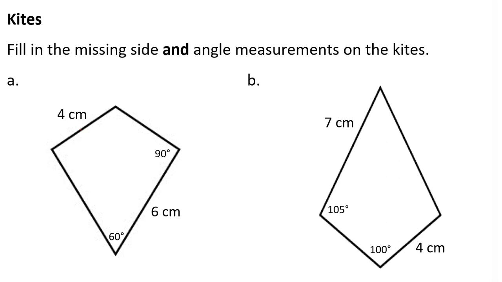This tutorial is for 5th grade, Module 5, Lesson 20. In this lesson, we're going to look at the attributes of kites and trapezoids. We'll start by looking at the kite.